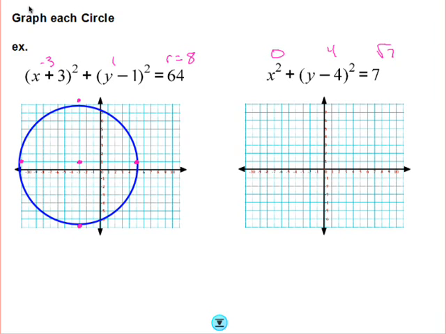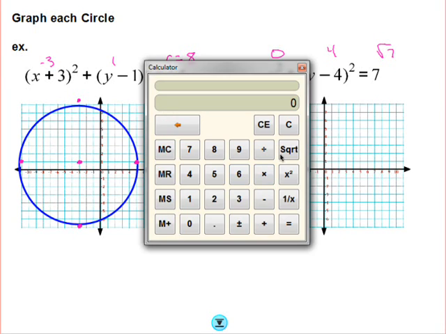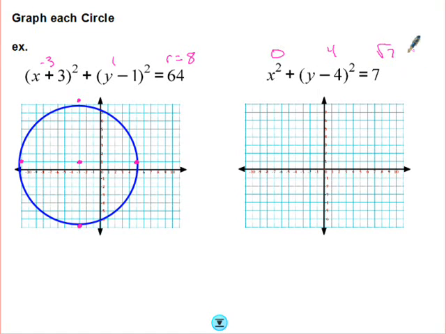And then over here, the only thing that makes this hard is, what is the square root of 7? So square root of 7 is about 2.6, okay? So about 2.6. So when I draw this, I'm going to go to 0, 4. I'm going to go up 2 and a little more than a half, and down 2 and a little more than a half, and over 2 and a little more than a half. You know, because we're just sketching these. We're not asking you for perfect answers. And then I'll actually try and draw this one. So my circle would look, yikes, something like that.